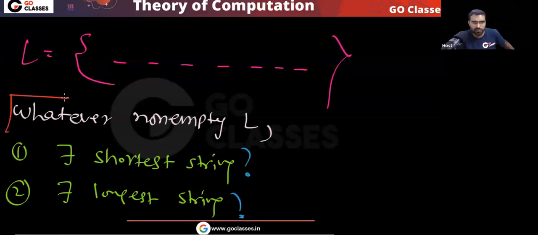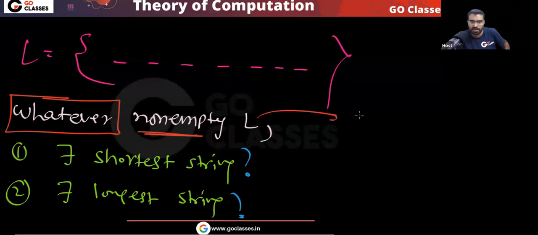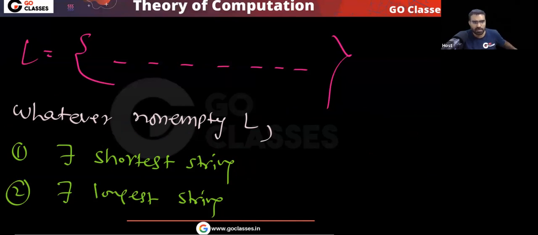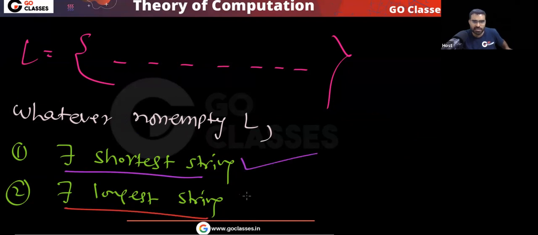Whatever non-empty L you take, it can be finite or it can be infinite. What can you say? Can I say there exists a shortest string? Yes, this will definitely happen. Can I say there exists a longest string? No. Why? For example, take L equal to sigma star.